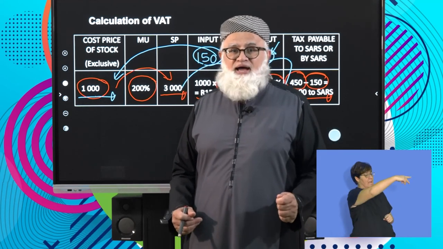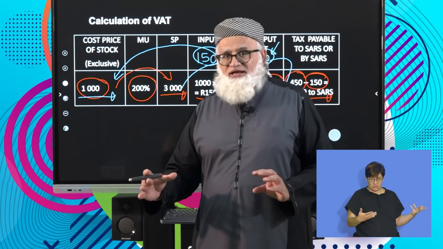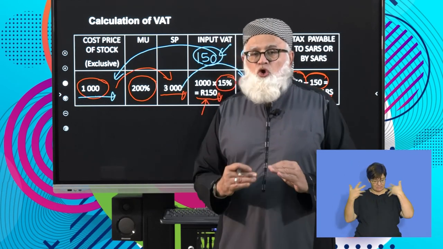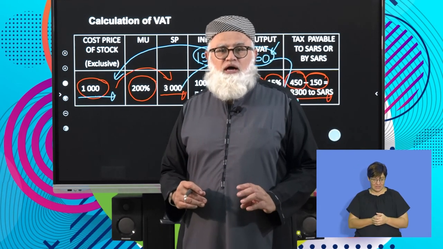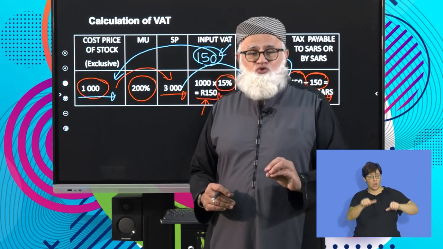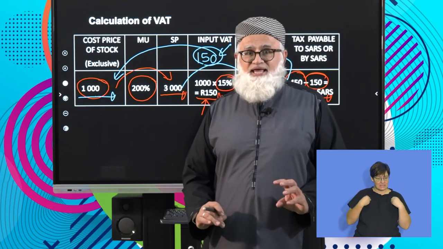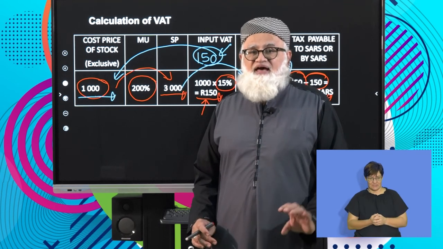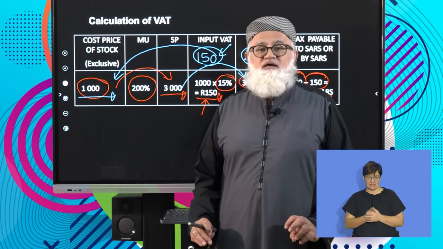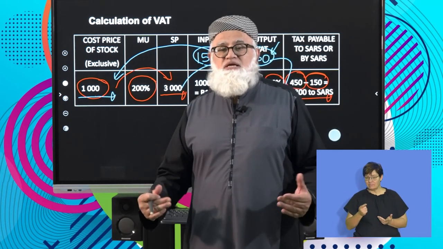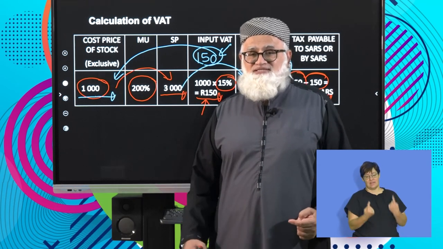So keep this in mind, that your input VAT and your output VAT would flow into an account called the VAT control account. And this VAT control account will then indicate to you whether it is an asset or a liability. What am I saying? I'm saying that it can either have a debit balance or it can have a credit balance. So in this way, you will see whether the amount is due to SARS or due from SARS.